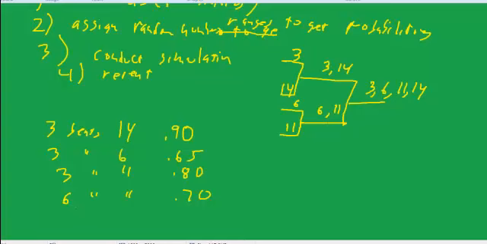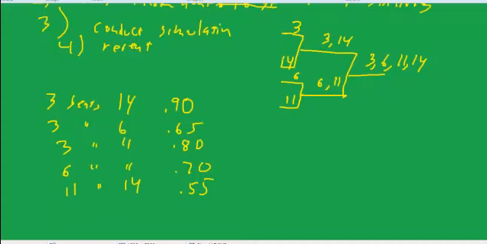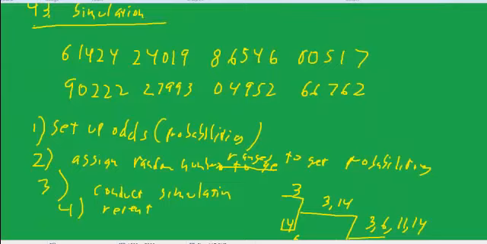What other possibilities are there? We could have an 11 and a 14 in the third round. 11 beats a 14, I'm going to say that's a 55% chance. Oh, and I forgot there could be the 6 and the 14 could meet in the second round, so that would be 6 beats a 14. Let's go with a 75% chance for that. So I make up these probabilities, and now the next step is to assign random number ranges to those probabilities.